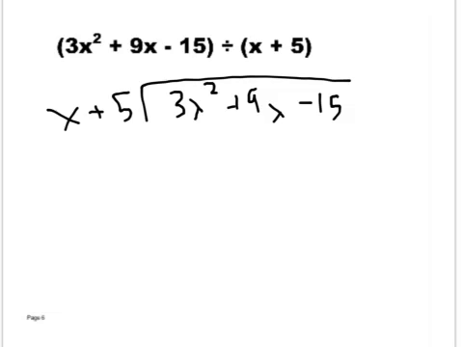All right, so x plus 5. We need to see how many times it goes into 3x squared plus 9x. What could I times it by? We want to make x into 3x, so what would we times it by? 3x, right? Because we'll make x squared. So what is 3x times x plus 5? 3x squared plus 15x.